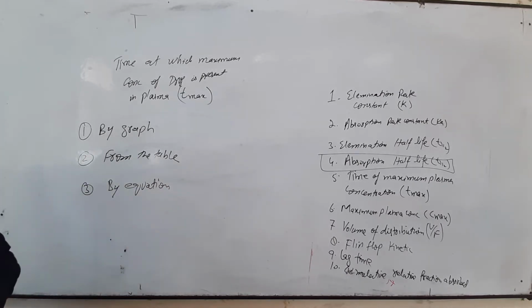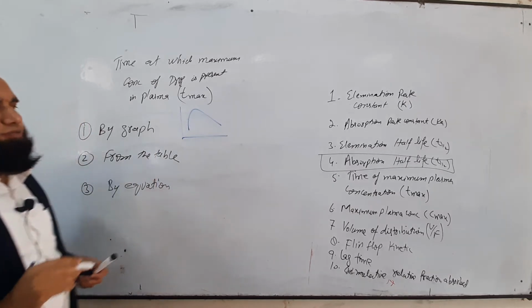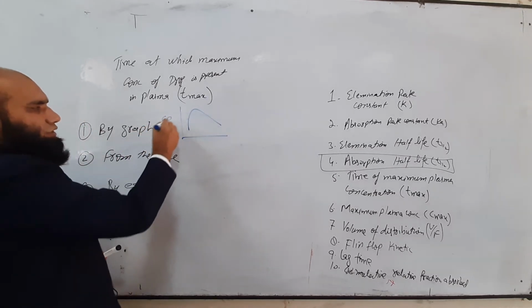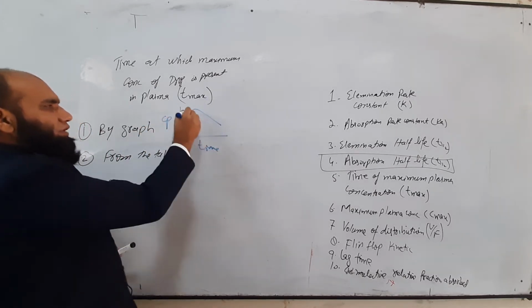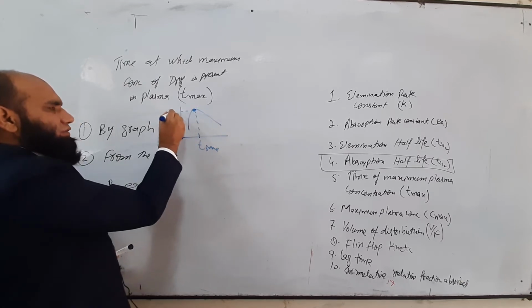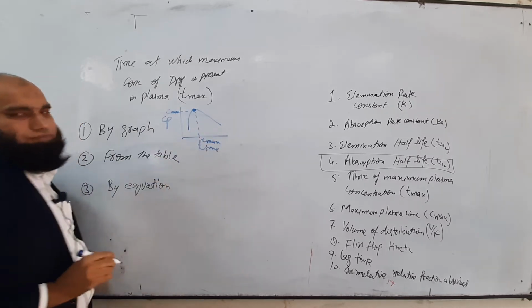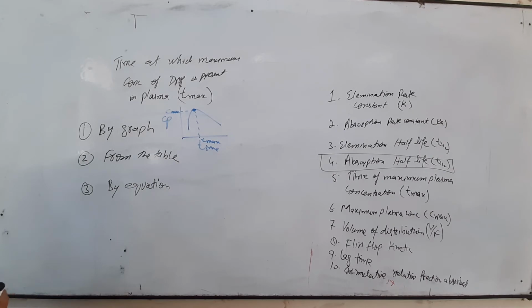By graph, it is very simple. When we construct the one compartment graph, the graph is between the concentration Cp and time. The time at which the maximum concentration is present, this is Cmax, and the time is Tmax. We will construct a semi-log graph and assume the maximum concentration at the time where the maximum concentration is present. We will say this is Tmax.